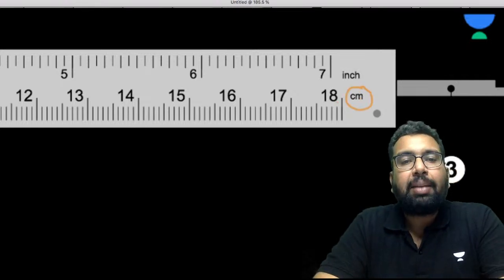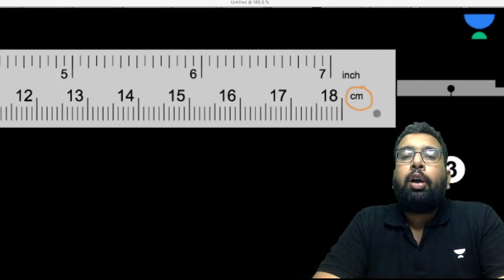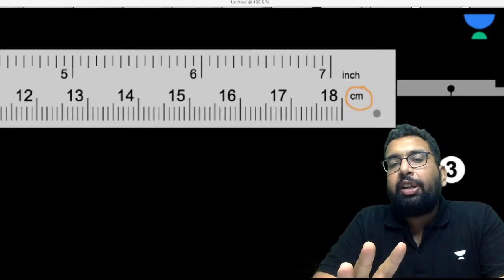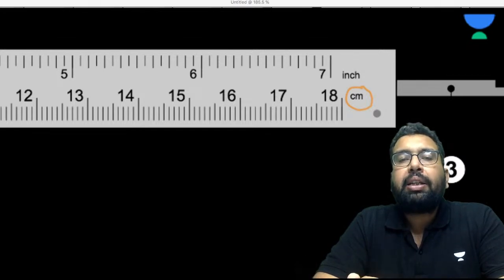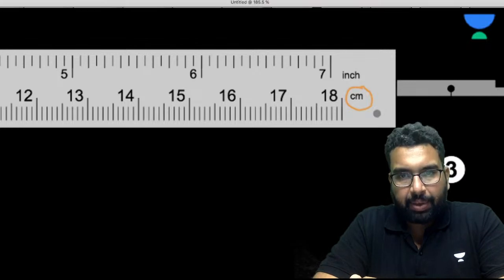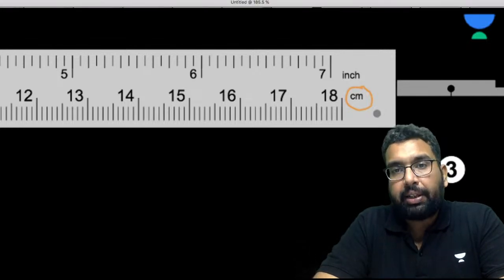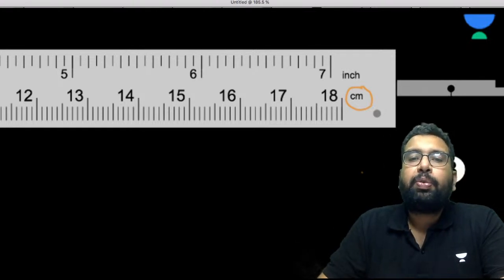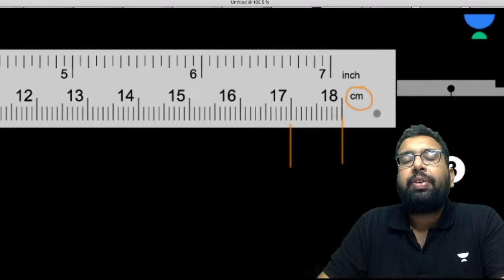The main scale is kind of the meter scale that we usually see. It is in centimeter, right? So from here to here, this is how much? This is 1 centimeter, right? Each of the division is 0.1 centimeter.